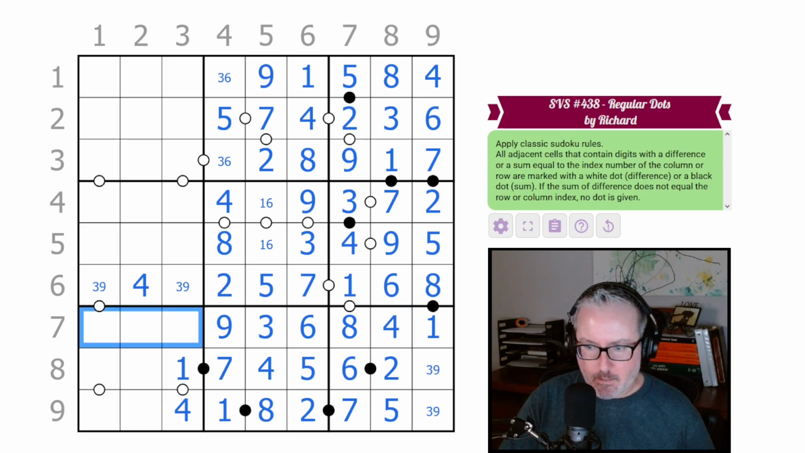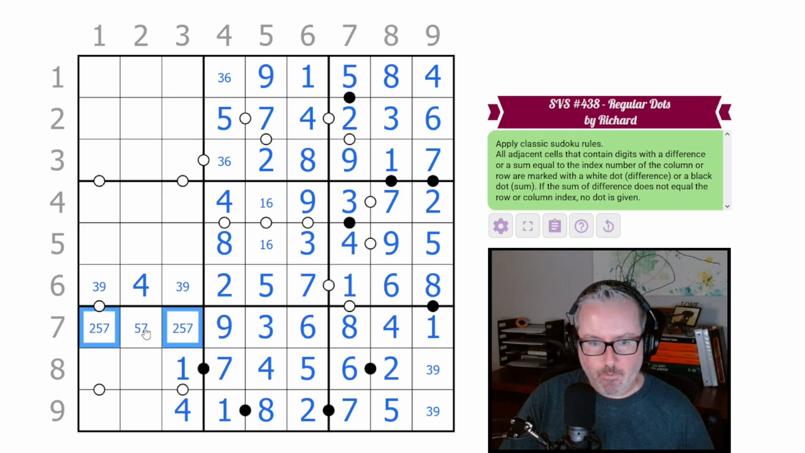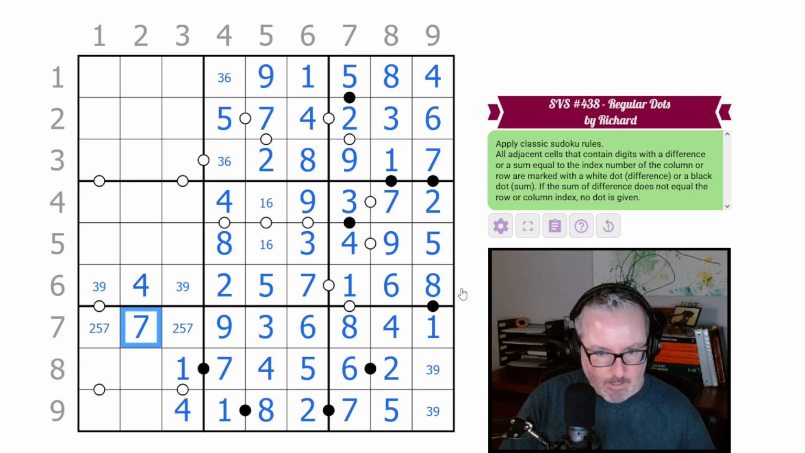What are these digits? 2, 5, and 7. This can't be 2 because of the negative constraint. This can't be 5 from the negative constraint. Same as we had up here. If this is a 5, one of these is a 2. That would add to 7. This is 7. Another chaperone. 7 and 4 are not 2 apart. That works. Okay.